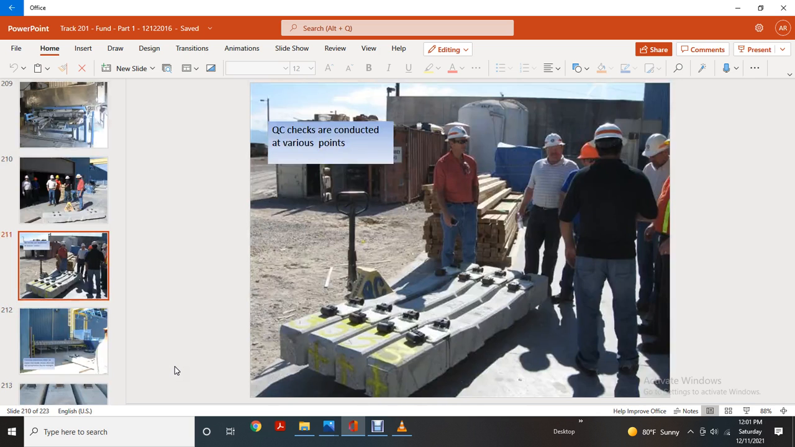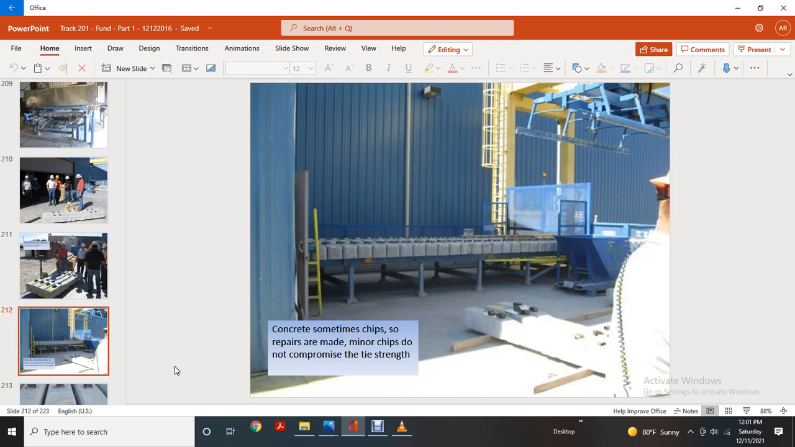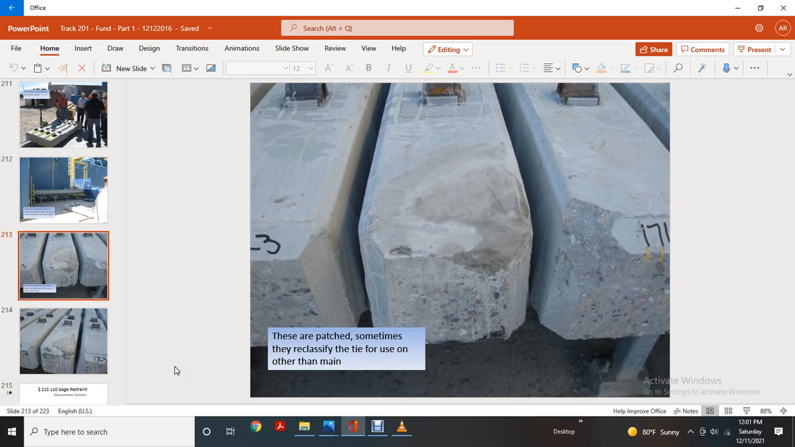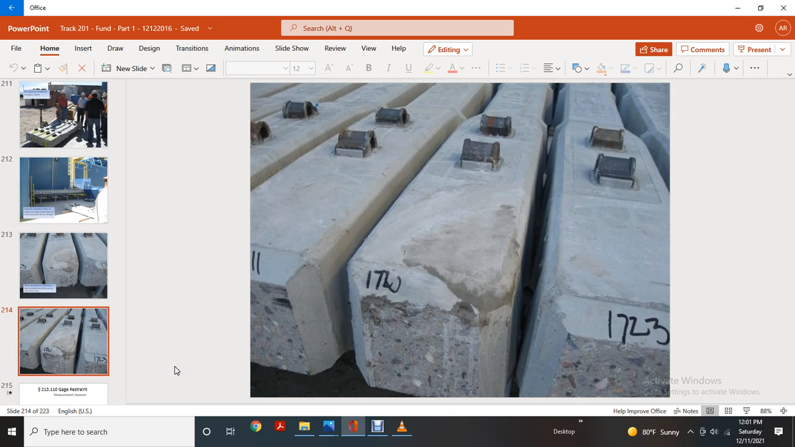And then quality checks are conducted at various points. Concrete sometimes chips, repair is made. Minor chips do not compromise the tie strength. Their pads sometimes reclassify the tie used on the other main.